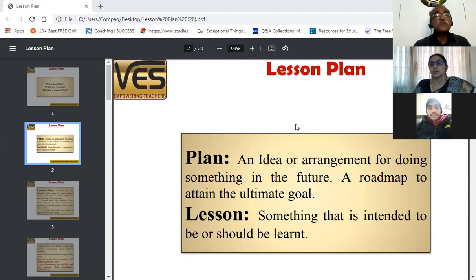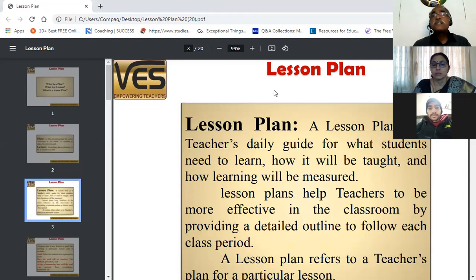Coming to the next one, what exactly is the lesson plan? A lesson plan is generally a plan prepared by the teacher, guiding himself for what is needed to be learned, which means what exactly should be the end point or end result. What is to be learned?